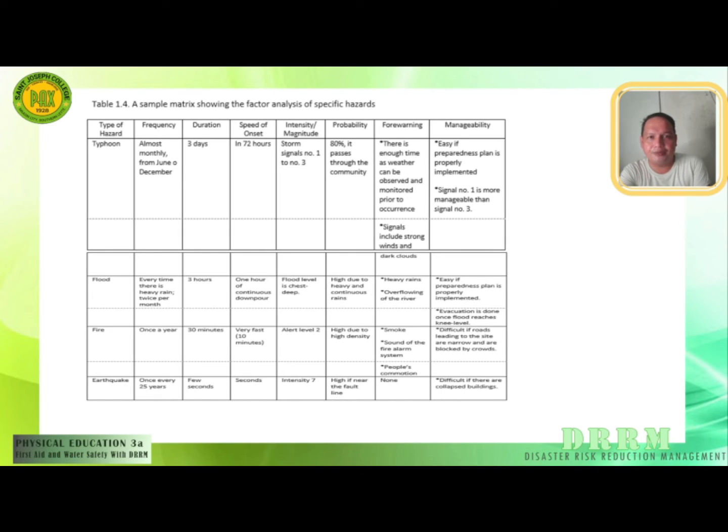So, here's a sample of a matrix showing the factors of analysis of a specific hazard. On the first row: type of hazard, frequency, duration, speed of onset, intensity or magnitude, probability, forewarning, manageability. For example, typhoon: almost monthly from June to December, the duration is 3 days. The speed of onset is how long it takes the storm to reach your community from the time you first detect it, until landfall. Next, intensity or magnitude: typhoon signal number 1 or category 3, like that. Probability: 80% passes through the community.